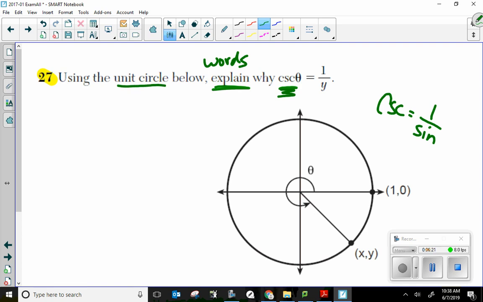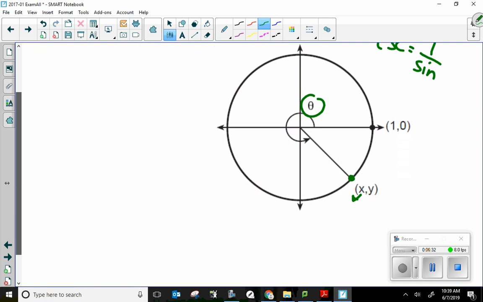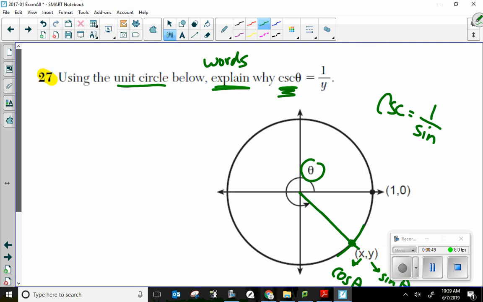In my unit circle, anytime I have an angle theta, the coordinate, the x value in the coordinate where my terminal side, that's the end of my angle, intersects the unit circle, which is this part here. The x is the cosine of theta, and the y is the sine of theta. Okay, I'm starting to see where this comes together right now.